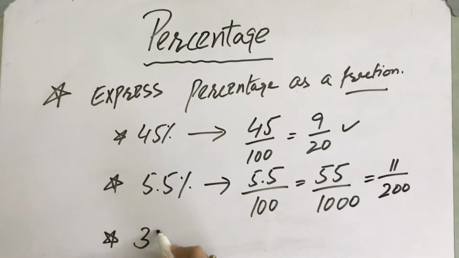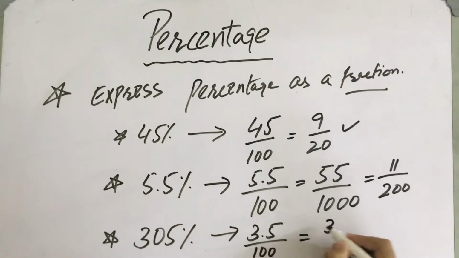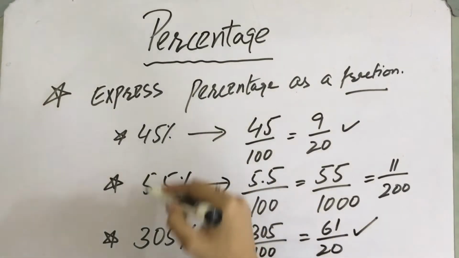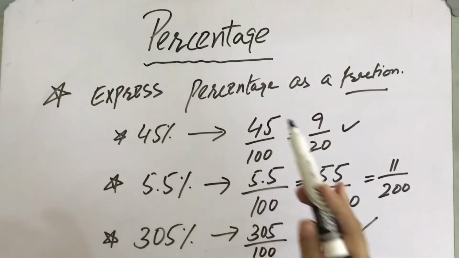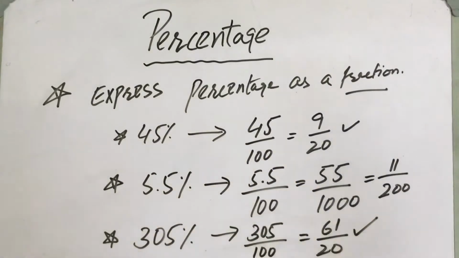Similarly, we can have more than 100%. This is 305%. When I convert it into a fraction, when I remove this symbol, I divide by 100. It was 305 over 100. 5 times 61 is 305, and 5 times 20 is 100, so 61 over 20. So it is the least form. In these 3 questions, you have converted or expressed percentages into fractions.